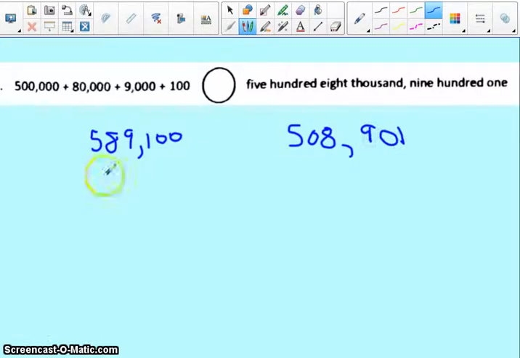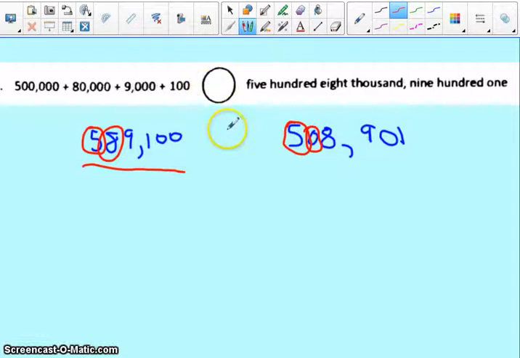Okay. Again, we'll start with the largest place value, and this time I'm just going to circle them. The largest place value in either one of these is the 100,000s. So we can't tell yet because each of those has 5 100,000s. This has 8 10,000s. This has 0 10,000s, which is our next largest place value. And 8 is more than 0, so therefore 589,100 is greater than 508,901.